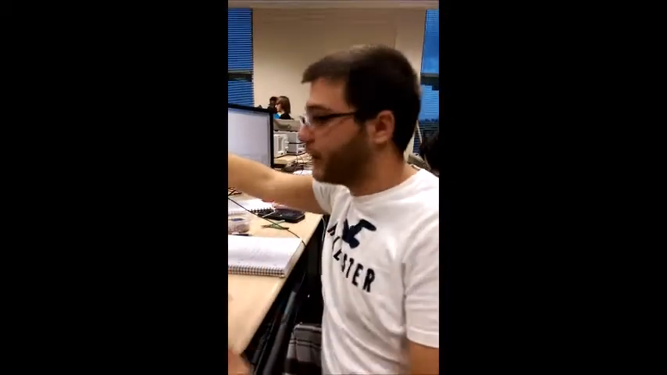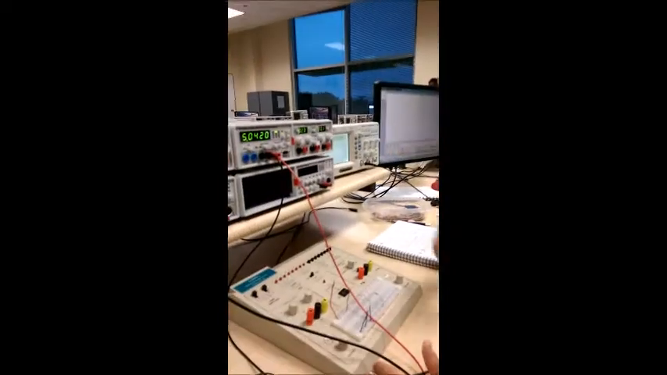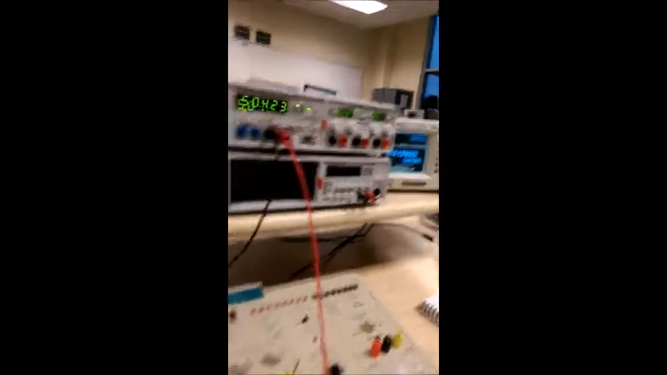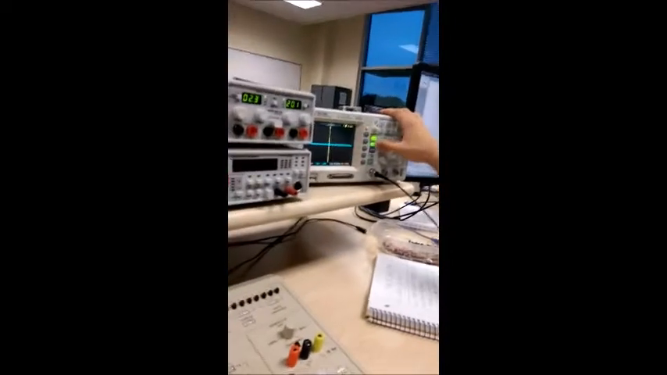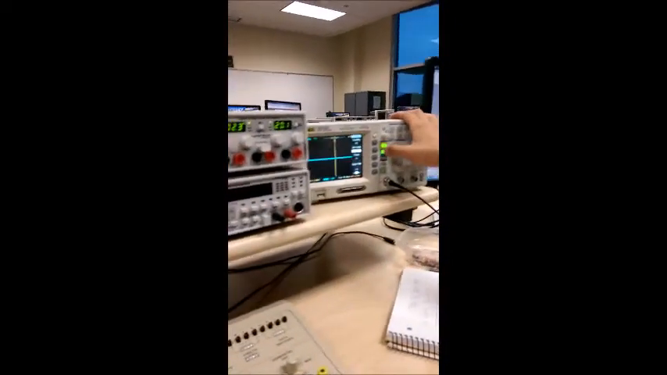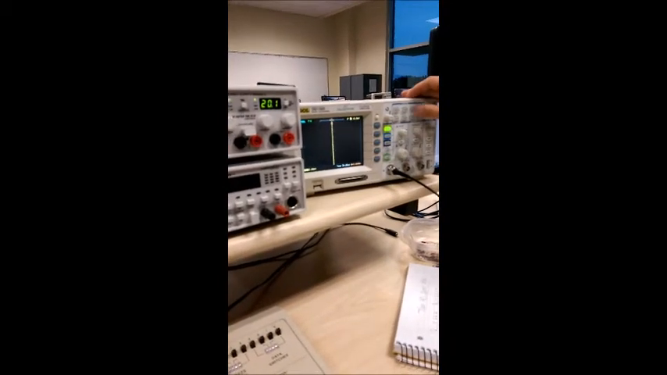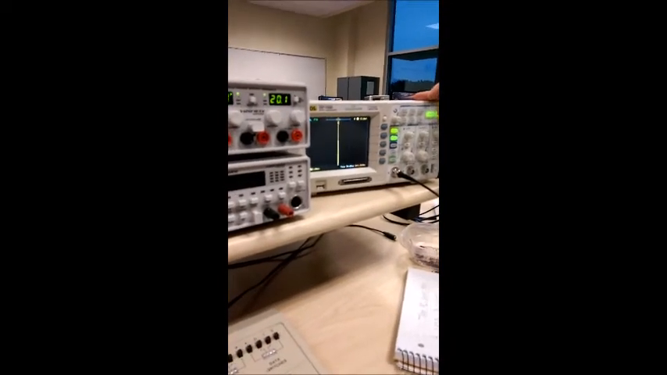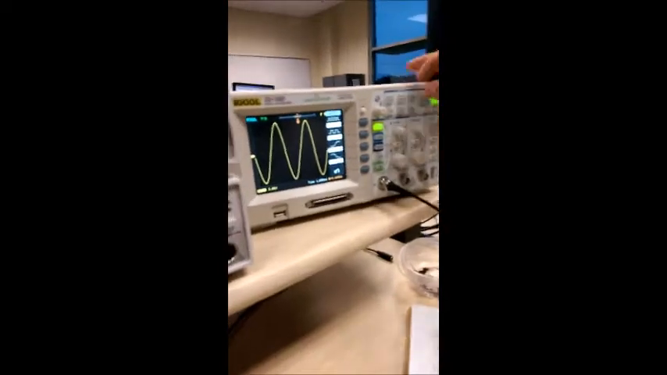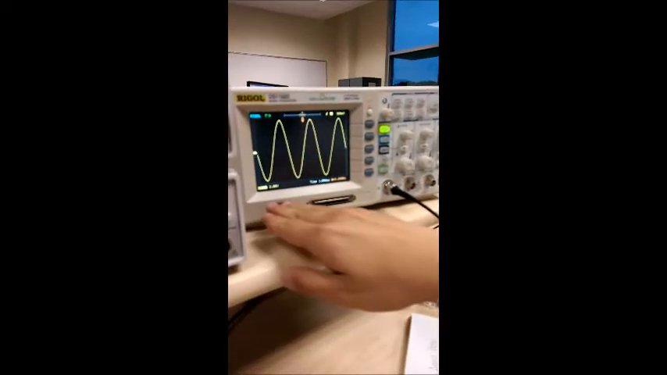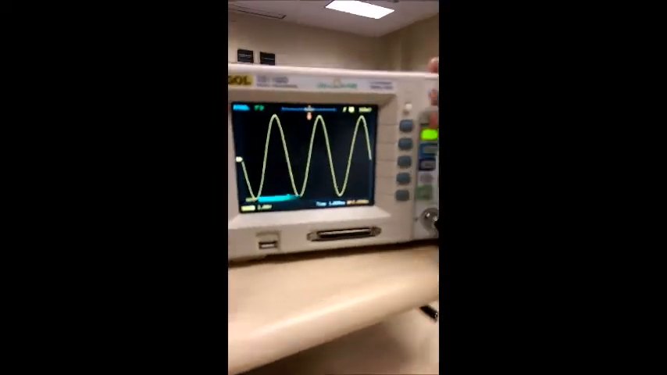Continuing with the new school method, I have to turn on the oscilloscope, with all the positive and negative cables together. I'm going to turn off channel 2. I'm using channel 1. I'm going to press auto, and I have my wave right here.